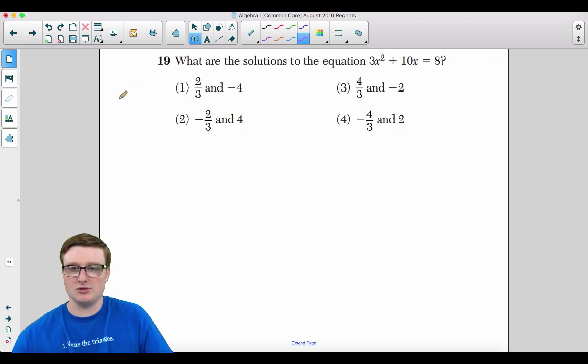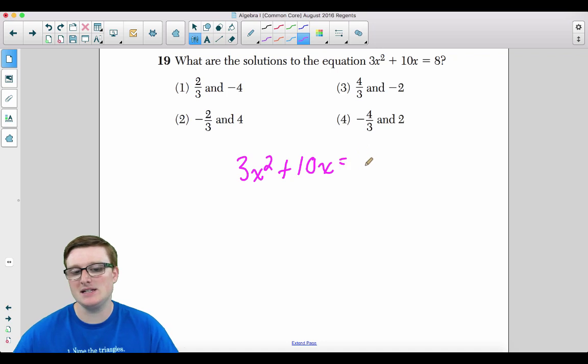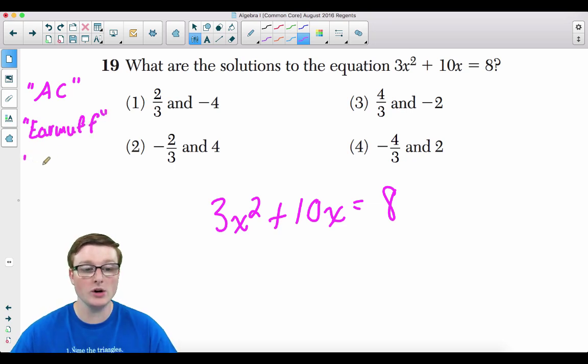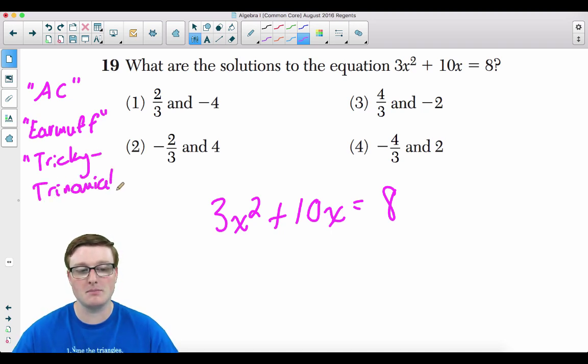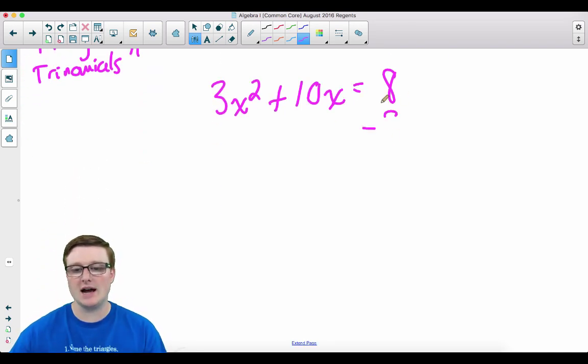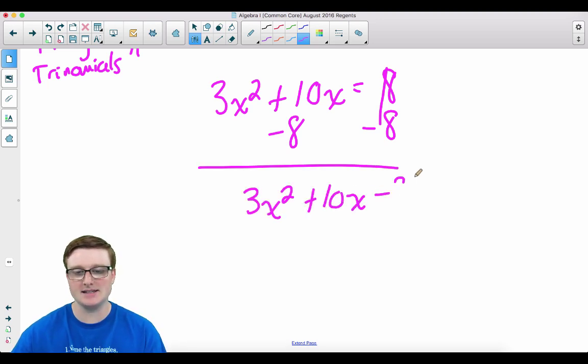What are the solutions to the equation 3x squared plus 10x is equal to 8? So your teacher may have taught this to you maybe a different way than I did it. But the way that this problem is solved, your teacher may have called this method the AC method. Your teacher might have called this the earmuff method. Or your teacher may have called it tricky trinomials. Any one of those that rings a bell, that's what I'm going to be using here. So what I'm going to do is subtract the 8 on both sides. We get 3x squared plus 10x minus 8 equals 0.